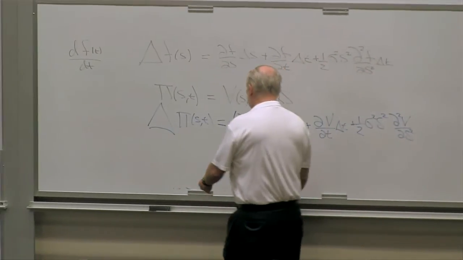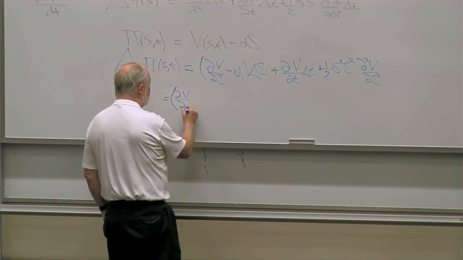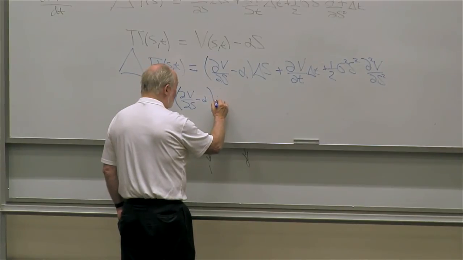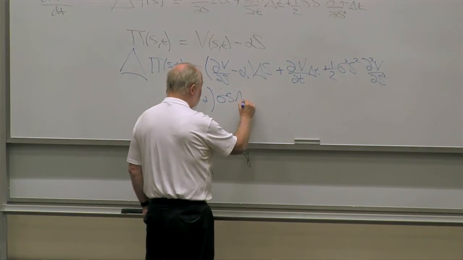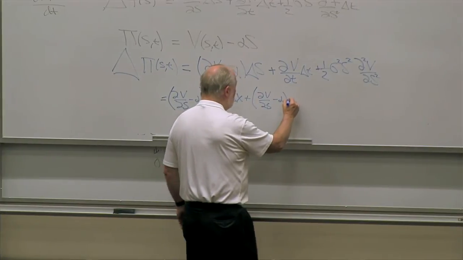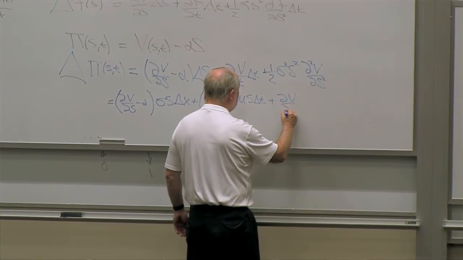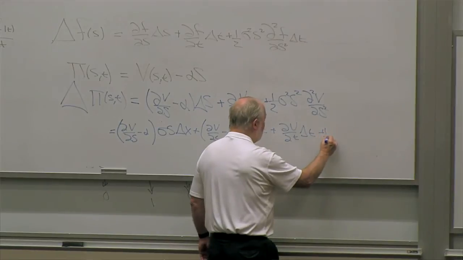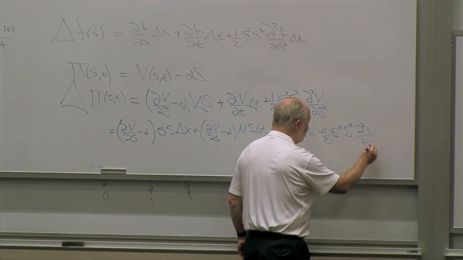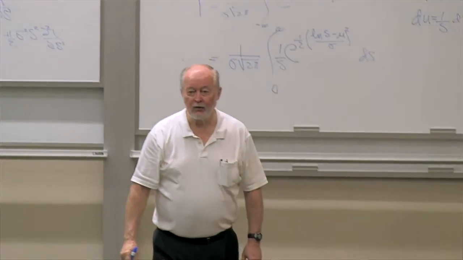And to make it a little bit more explicit, I'm going to have the partial of V with respect to S minus alpha, times sigma S delta X, plus the partial of V with respect to S minus alpha, mu S delta T, plus the partial of V with respect to T delta T, plus 1/2 sigma squared S squared, the second partial of V with respect to S. Okay. Everybody with me on that?